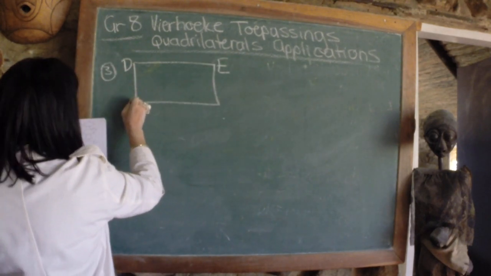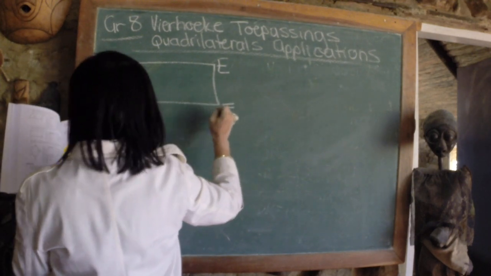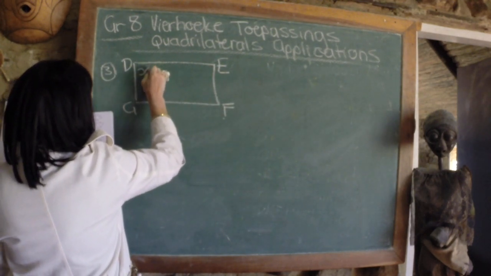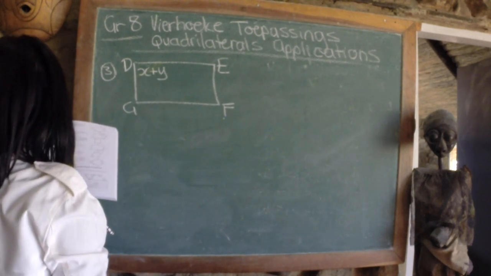This is a rectangle. Okay, can you see the rectangle? And the angle D equals x plus y.